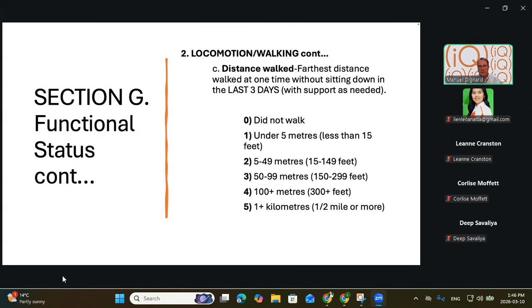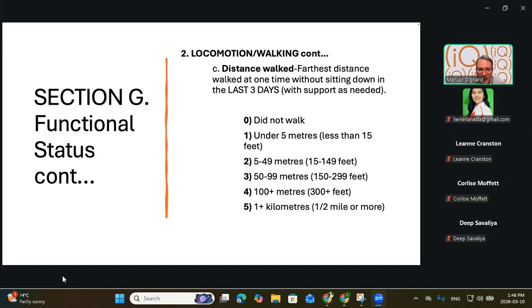Distance walk. So this item asks what's the furthest distance the person walked at one time without sitting down over the last 3 days. And this could be during therapy, during routine care, or even just heading to meals. So what you're doing is capturing the actual performance. We're not capturing potential.